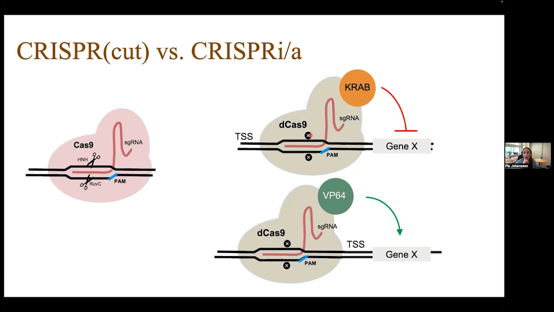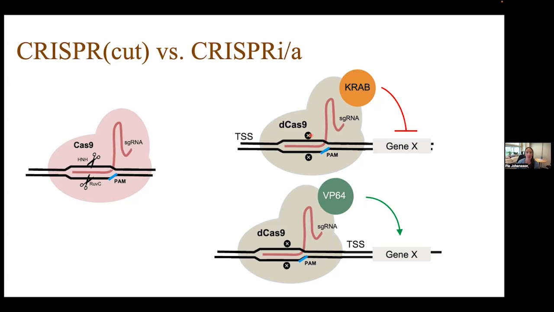Then you can fuse things to dead Cas9, such as a KRAB domain, which then turns this into an inhibitor. And if you put it in the right position, you then inhibit gene expression. If you fuse an activator, or many activators, as it often turns out, to the dead Cas9, then you get an activator. So then you put that a little bit upstream of the transcription start site, and then you can get activation of a gene that wasn't there before. There are lots of other things you can also fuse to dead Cas9, but I'm going to focus on these two today.